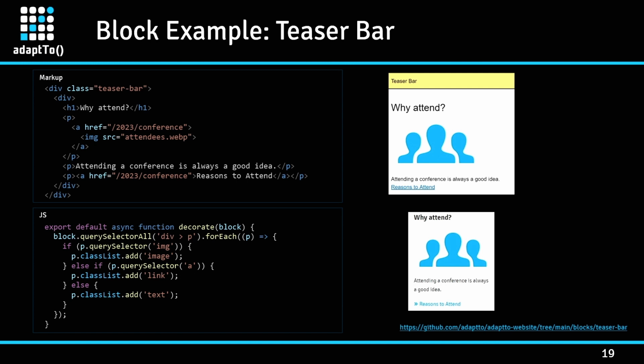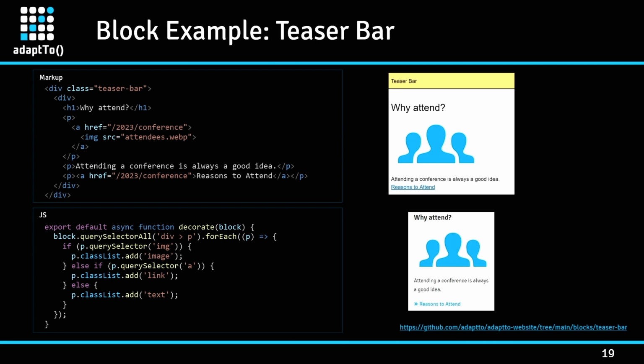Very simple, it's a block called teaser bar and has a headline, image, text, and a link. And in the left top, you see the markup generated automatically by Franklin. Very clean, very simple. You have the block name automatically as a class attached to the surrounding div, and then just a headline and paragraph, an image paragraph, a paragraph of text, and a paragraph with a link.